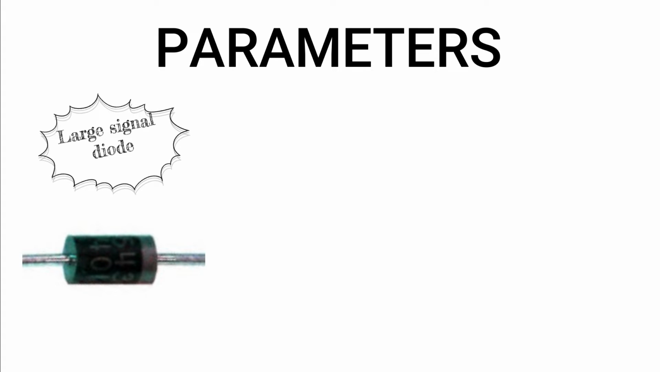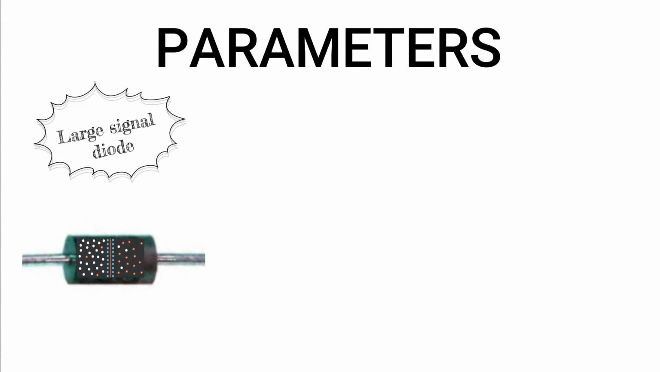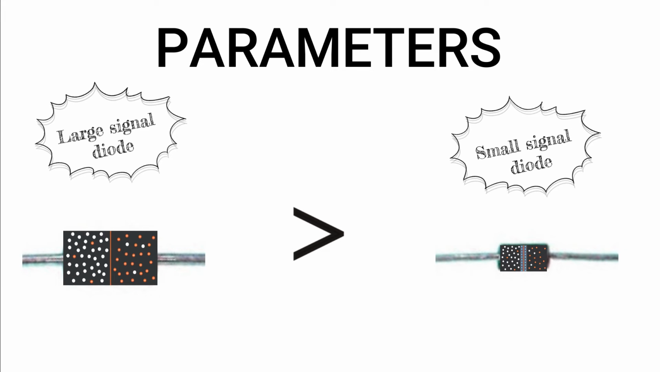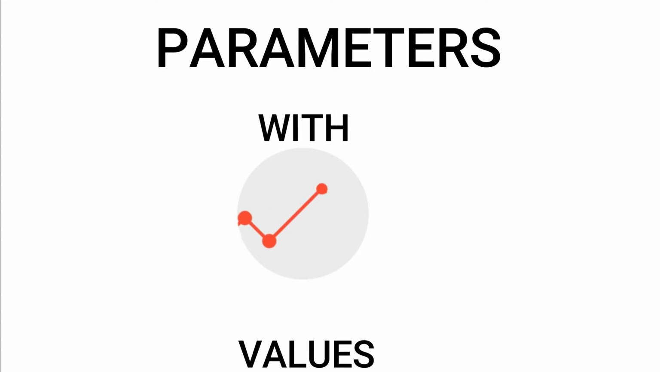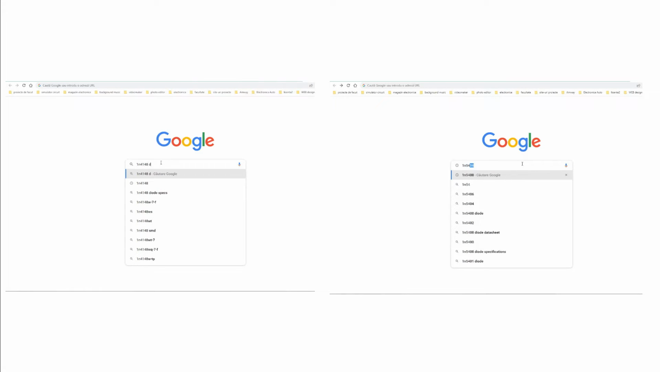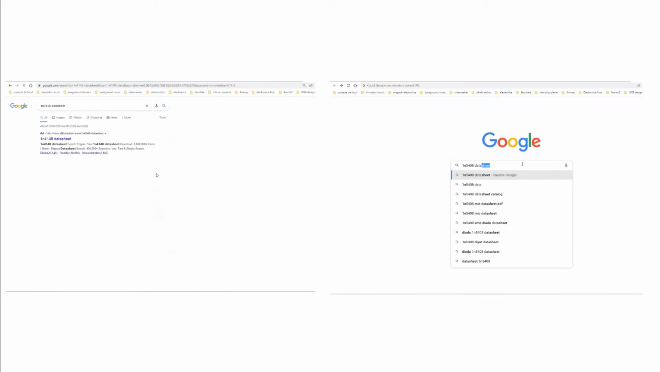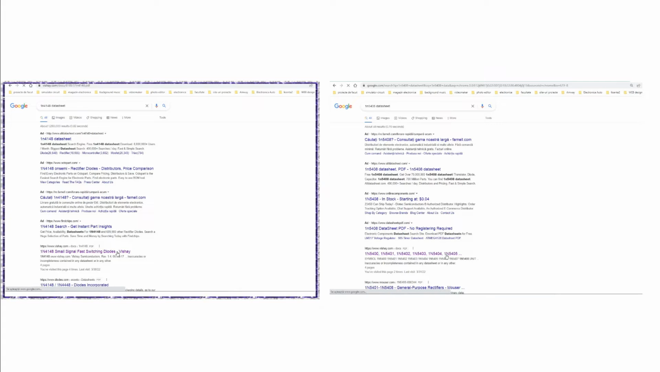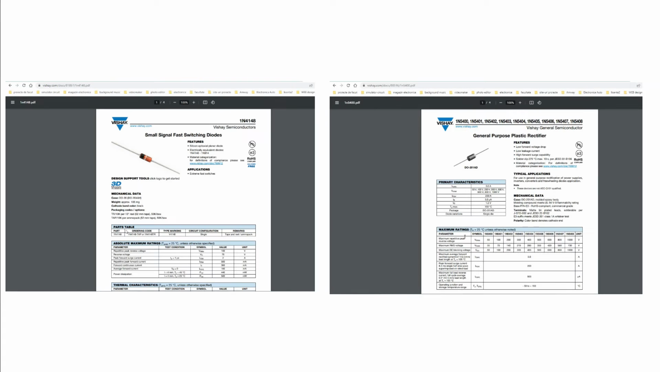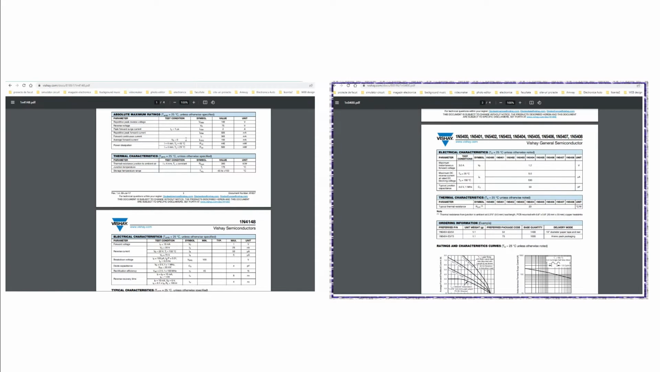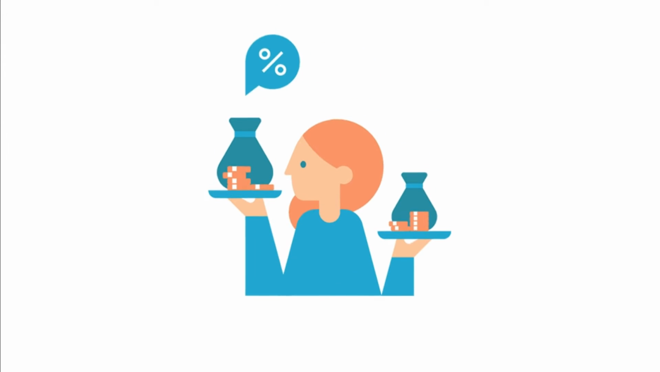The large signal diodes have a larger p-n junction in comparison with small signal diodes, which results in parameters with higher values. To be more exact, let's have a look in some datasheets for some parameters. One for small signal diode, 1N4148, and one for large signal diode, 1N5408, so we can compare them.